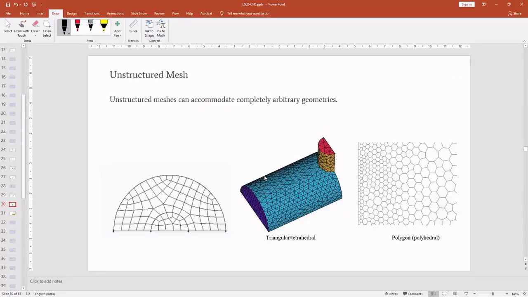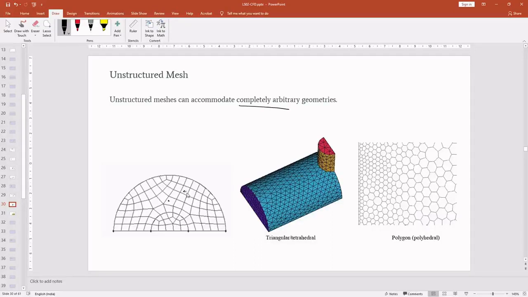Let's see what an unstructured mesh is. In an unstructured mesh, the elements or the nodes cannot be easily mapped to any coordinate system, and it is best suited to accommodate complicated or complex geometries. If you see this hemicircular plane, almost all the elements are quadrilateral, not squares. You can't see any squares or rectangles here. Almost all the elements are quadrilateral elements.